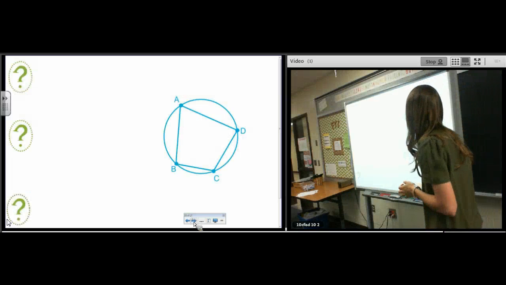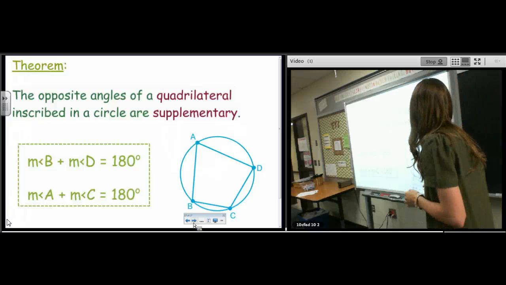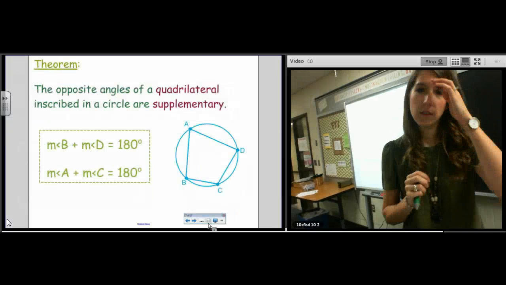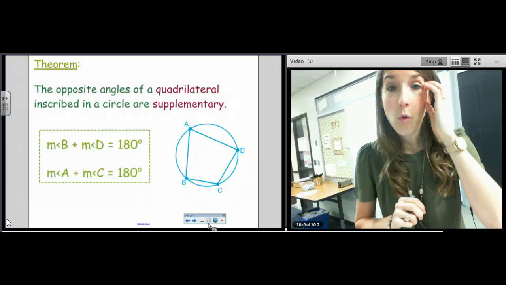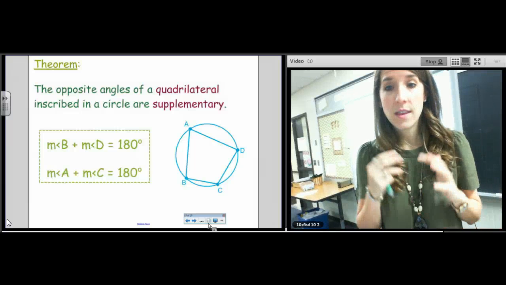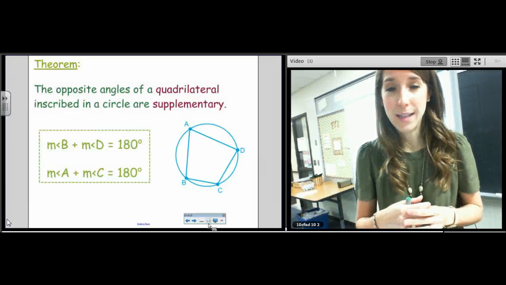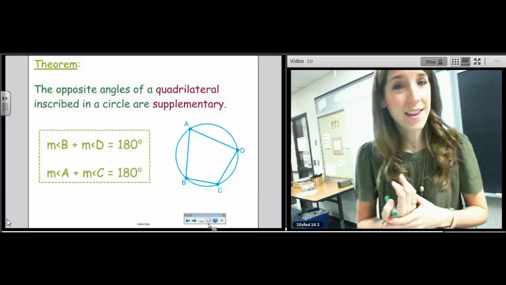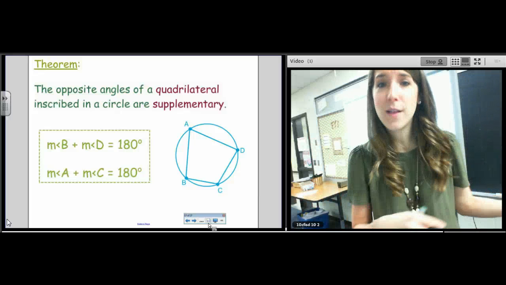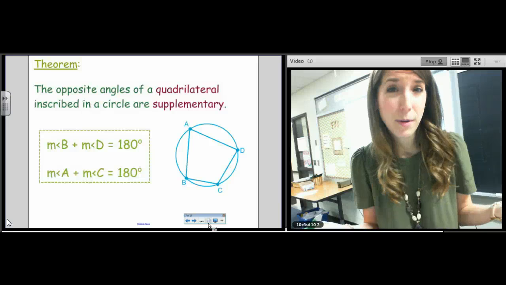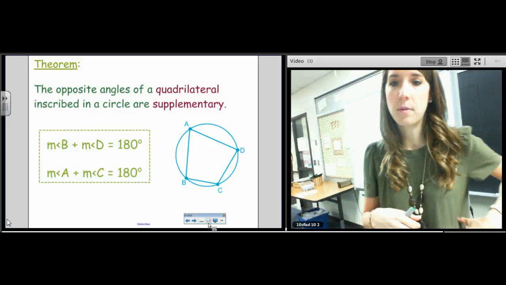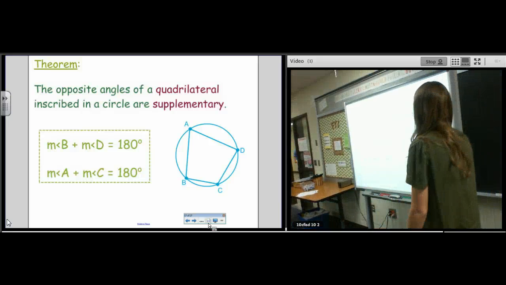Okay, last thing, and I'm just going to throw this one at you too. I'm sorry we don't have time to discover it. In a quadrilateral, the opposite angles are supplementary. And we're not used to that because in our parallelogram unit, opposite angles were congruent and consecutive angles were supplementary. But just think about it.